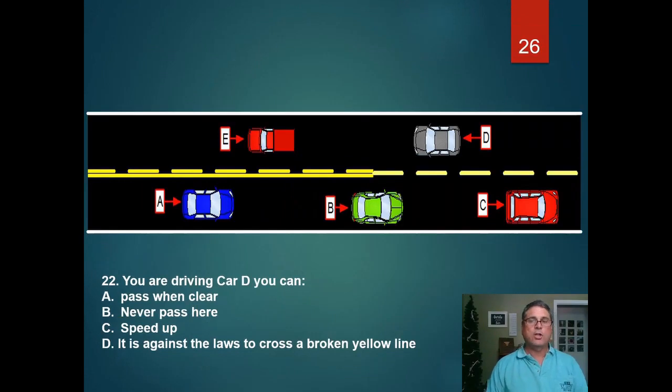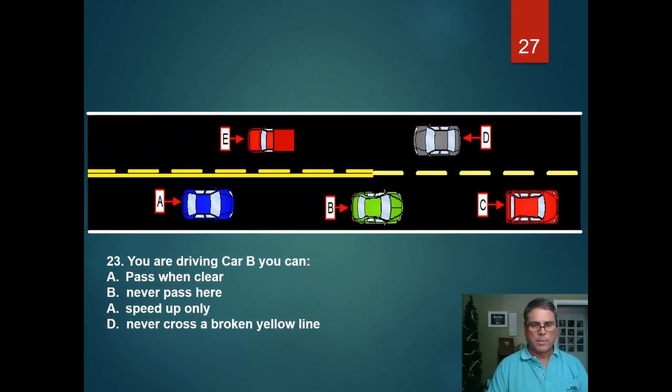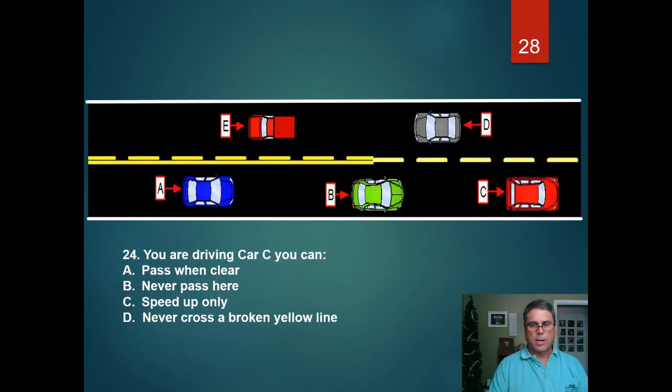You're driving car D. What can you do? Pass when clear, because they have the dotted line on their side. You're driving car B. What could you do? As of right now, he can pass because he's past the line if it's clear. So pass when clear. You're driving car C, which is this car. Okay? Pass when clear. You're past that stuff.